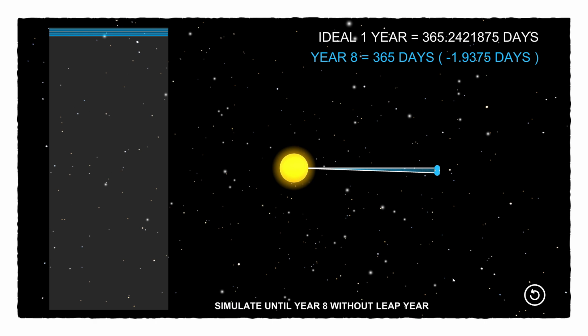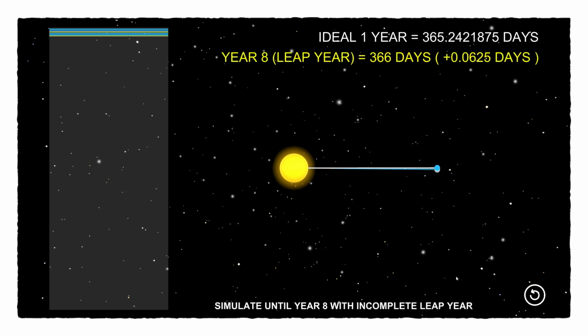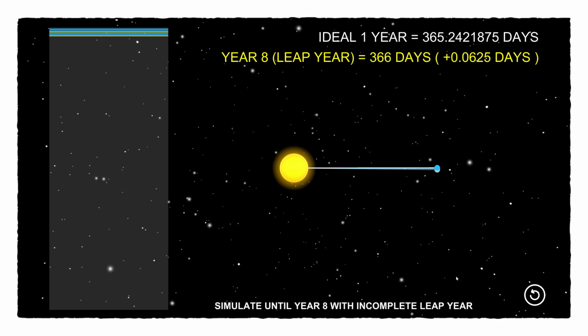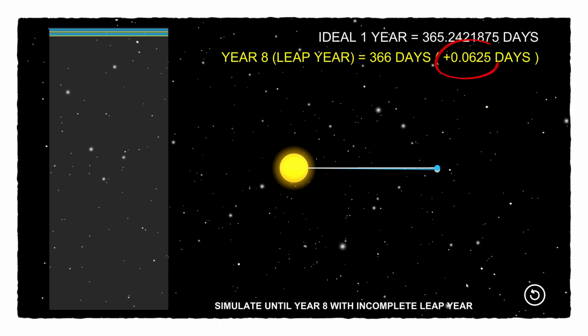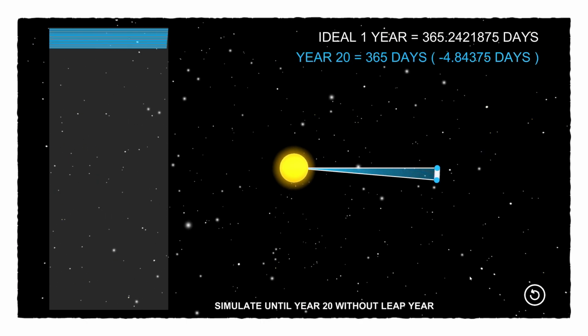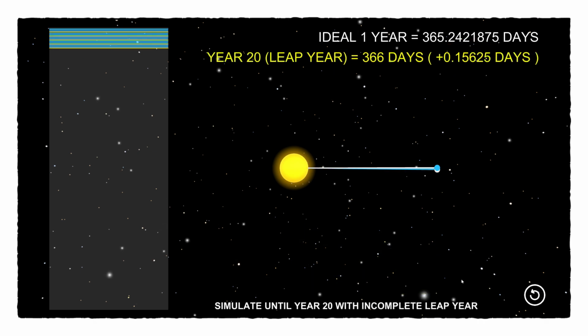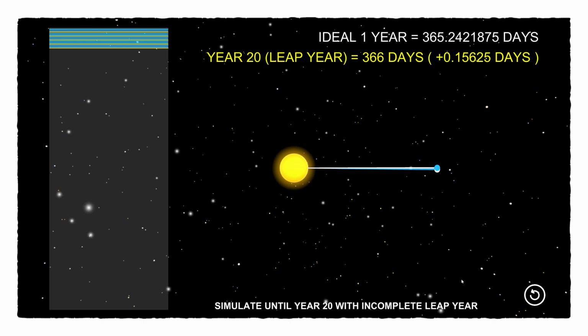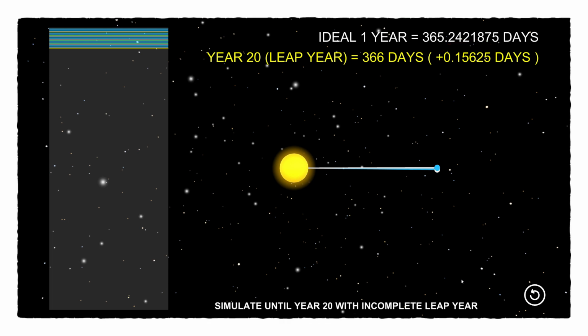Without leap year up until year 8, we lost almost 2 days. And if we simulate up until year 8 with leap year, we almost return back to the starting position of the Earth's revolution, with an excess of around 0.06 days. Let's try to simulate until year 20. Without leap year, the Earth has lost almost 5 days, and if we simulate up until year 20 with leap year, the Earth has been adjusted almost to its starting position with an excess of around 0.15 days.